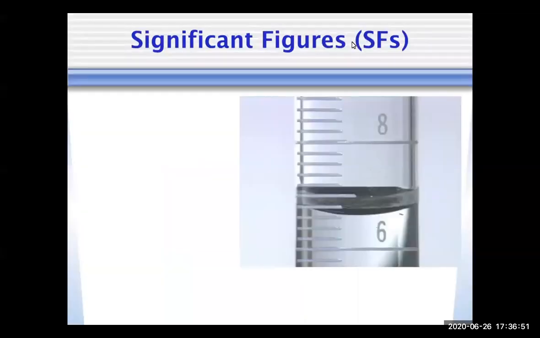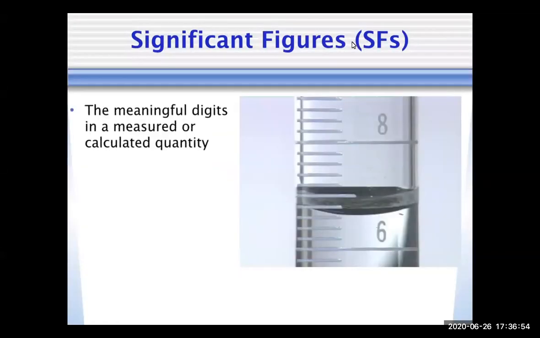Okay, so what exactly are significant figures? They're the meaningful digits in a measured or calculated quantity. You're going to write down all measurable digits, plus you're going to estimate between your graduations. So it's the ones you know for sure, and then one more that's estimated. Okay, so let's read this. Looks like a burette, and we're reading a volume. And when you read a volume, you're going to read at the very bottom here, and that is called the meniscus.